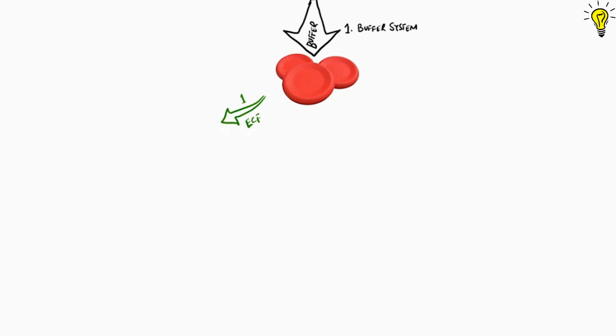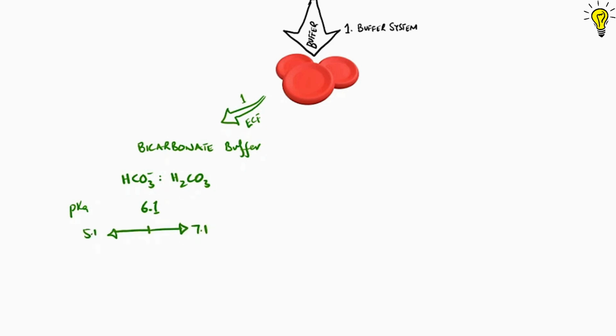The main buffer system is the bicarbonate or carbonic acid buffer system. We have seen how its pKa is 6.1, so it is most effective around 1 pH above or below the 6.1 mark, meaning it should be given when pH in the body is around 7.1 or below, right?